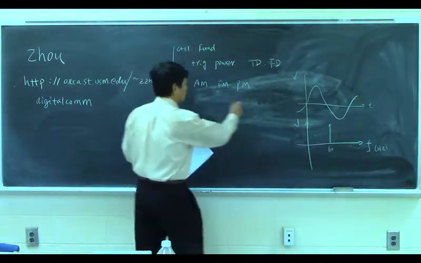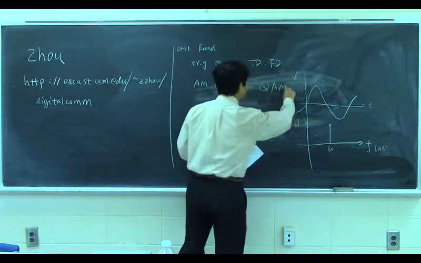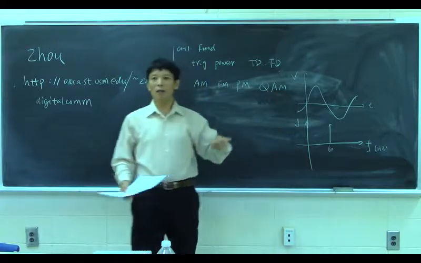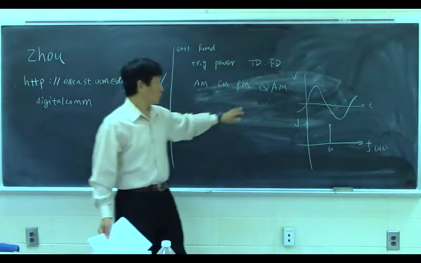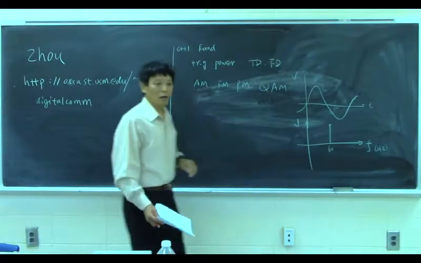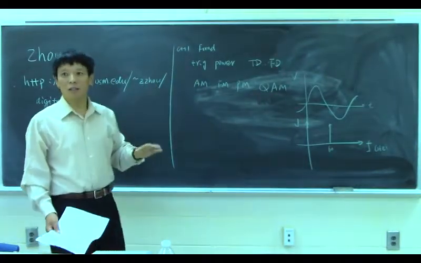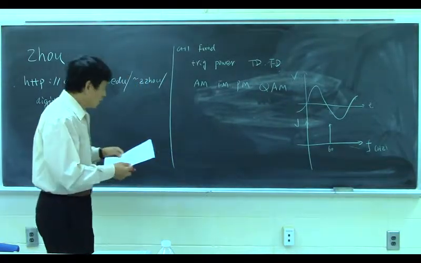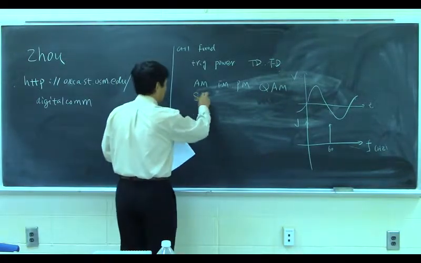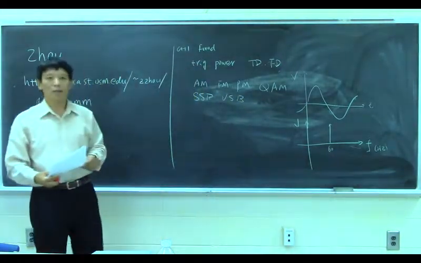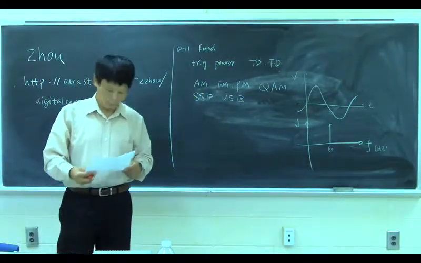The next one will be QAM modulation, quadrature amplitude modulation. If you buy a TV, there's a QAM entry in the menu at the back somewhere. It can transmit 2 signals with the same carrier frequency. Next, SSB, VSB, and so on are different modulation and demodulation schemes.